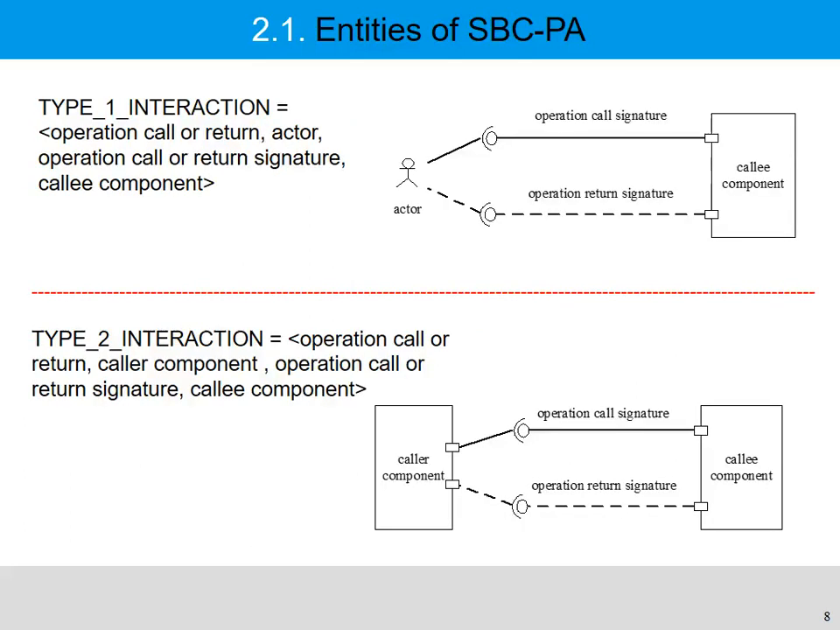In SBC process algebra, there are two kinds of interaction. Type 1 interaction describes the interaction between an outside actor and the component. Type 2 interaction describes the interaction between a caller component and a COE component.